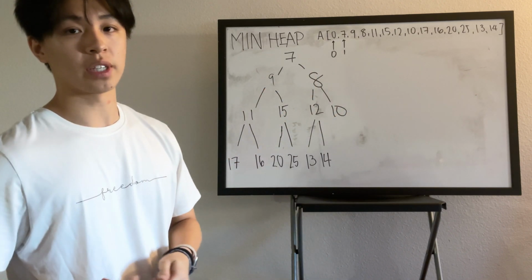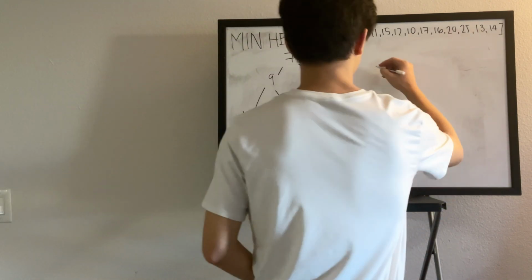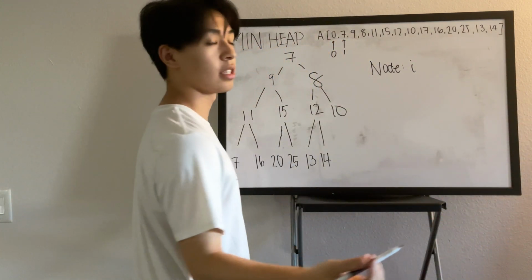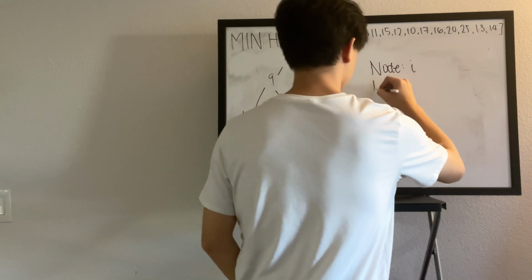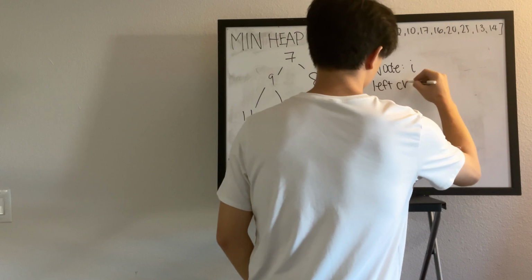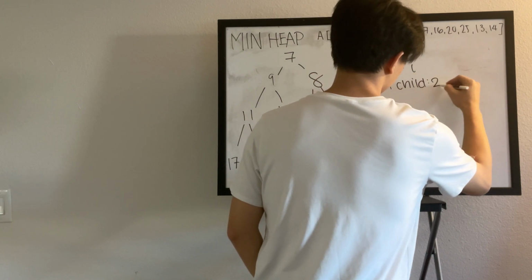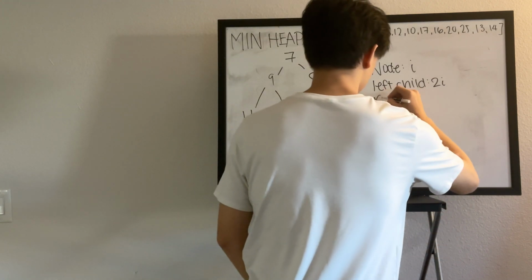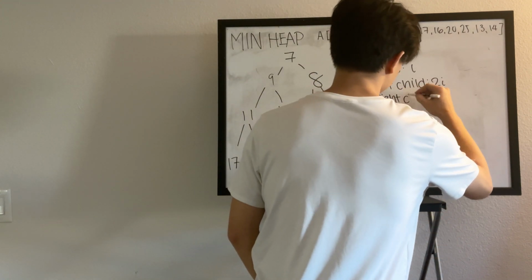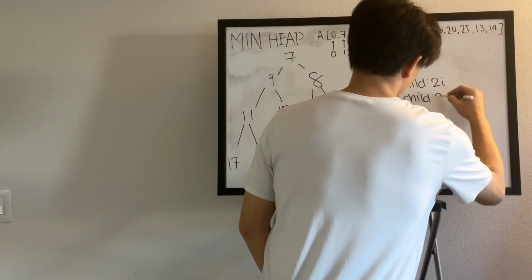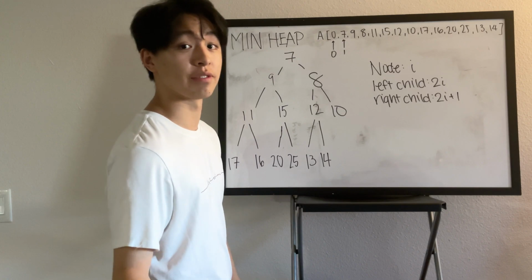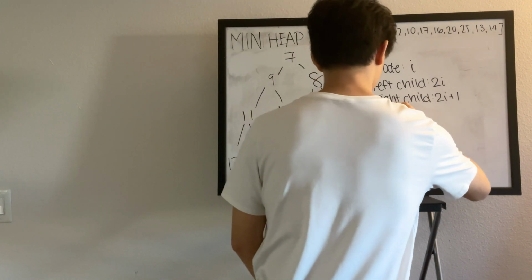And if we have a node or a value at index i, then its left child is going to have an index of 2i. Its right child is going to have an index of 2i plus 1. And finally, its parent is going to have an index of the floor of i divided by 2.